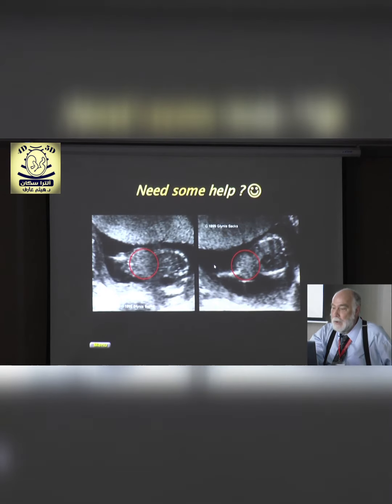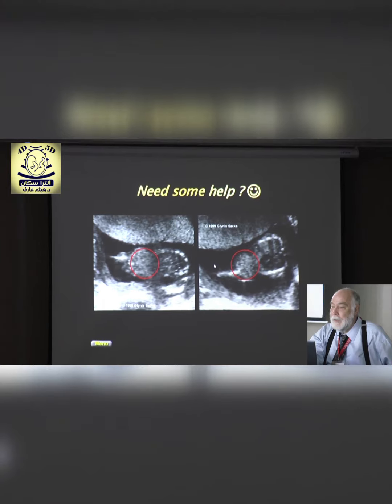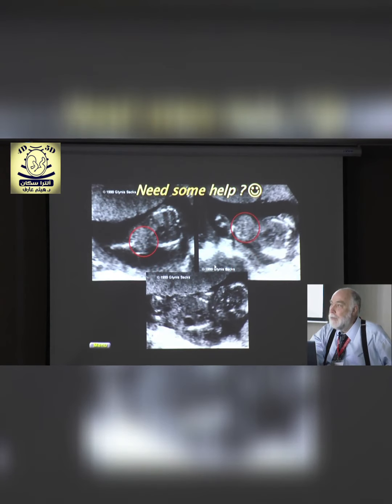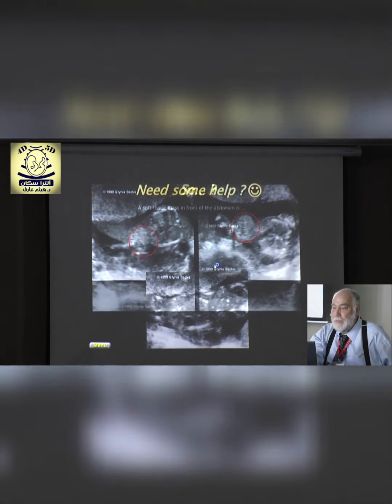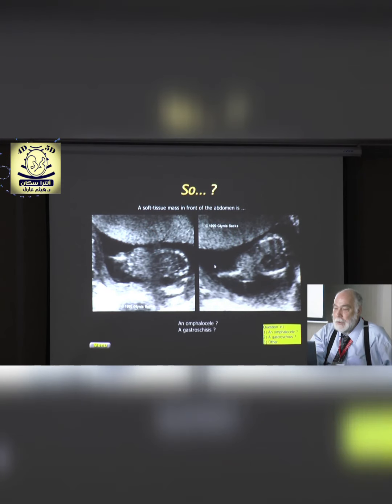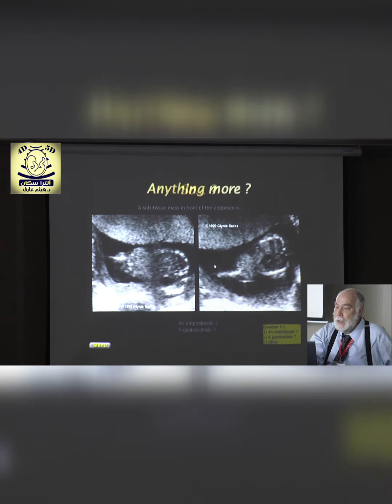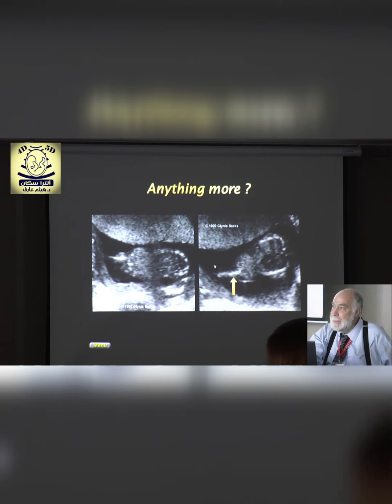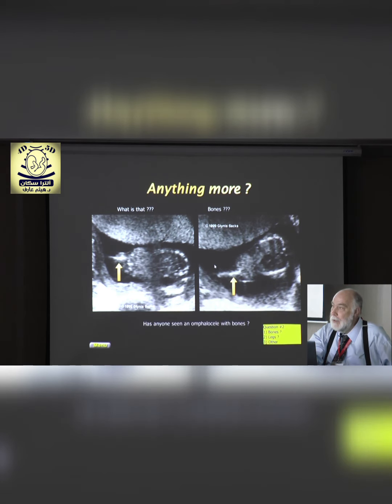Okay, here. So we have a soft tissue mass in front of the abdomen, and the most likely diagnosis here is omphalocele. However, could it be gastroschisis? No, because gastroschisis would have irregular edges. Now, what is this thing here? A bone. So, has any of you seen omphalocele with bones? Look at that here. Any omphalocele with bones?